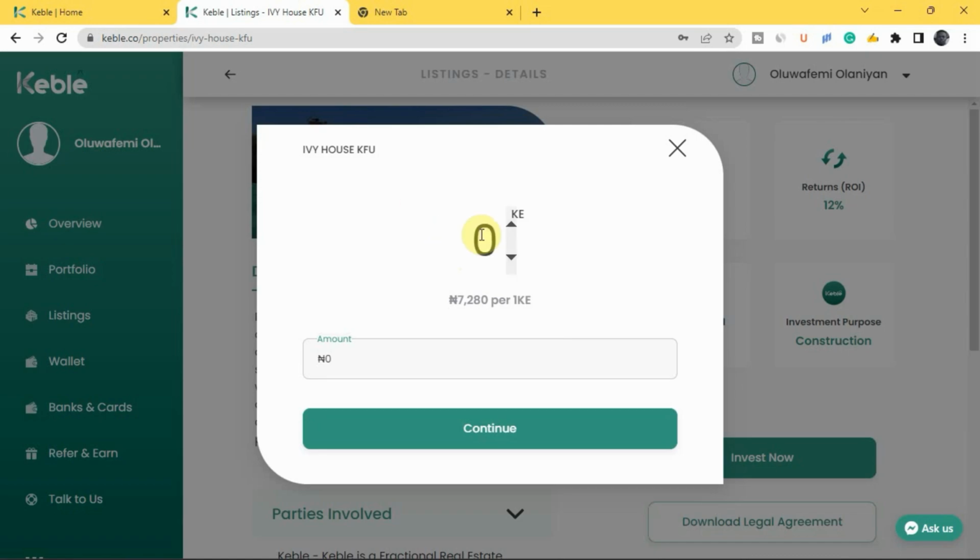So if you come here and enter, let's say, 10 tokens right here, that's 10 Keble tokens. So 10 Keble tokens is equal to $100 and it is equal to 72,800. So you should know that you'll be entering Keble tokens whenever you want to invest. So know the conversion rate. One Keble token is equal to $10 and it is equal to 7,280 naira as at the time of making this video.